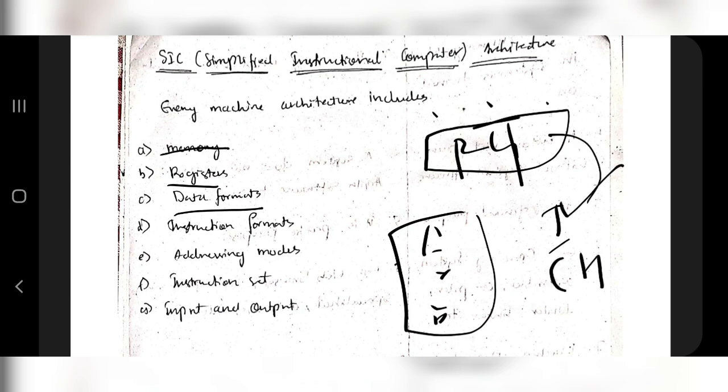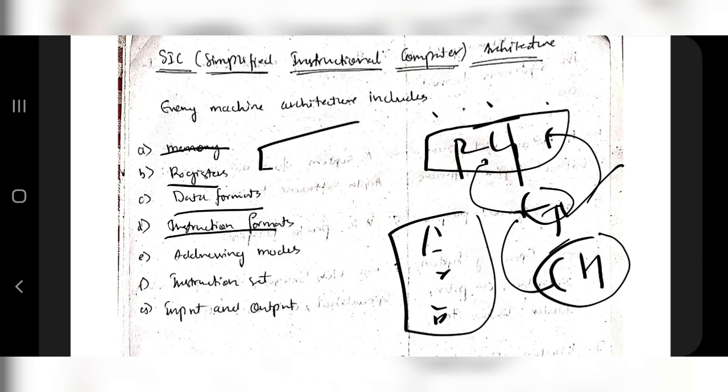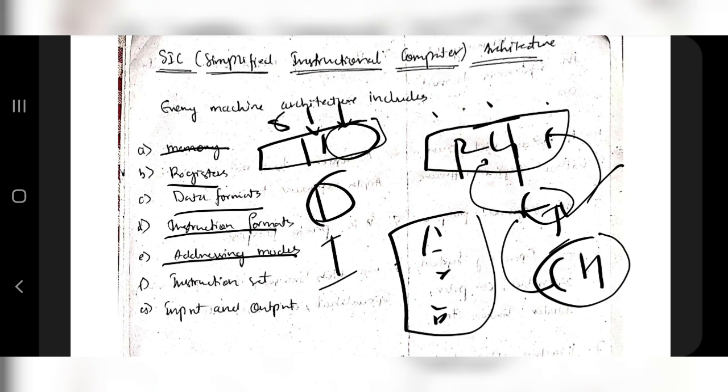Integer is stored directly in the 8-bit format, and character is converted to ASCII code and that is stored here. The instruction format is stored in this form: 8 bits for opcode, 1 bit for the index value, and 15 bits for the address value. Addressing modes are direct mode and index mode. Direct mode is the direct one, and index mode adds the X register value as well. Instruction set and input output we just discussed, those are the main things in the SIC.